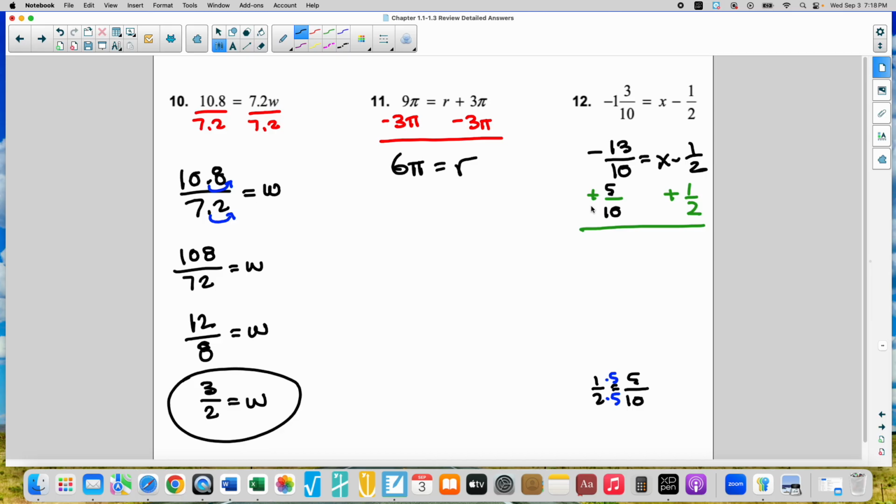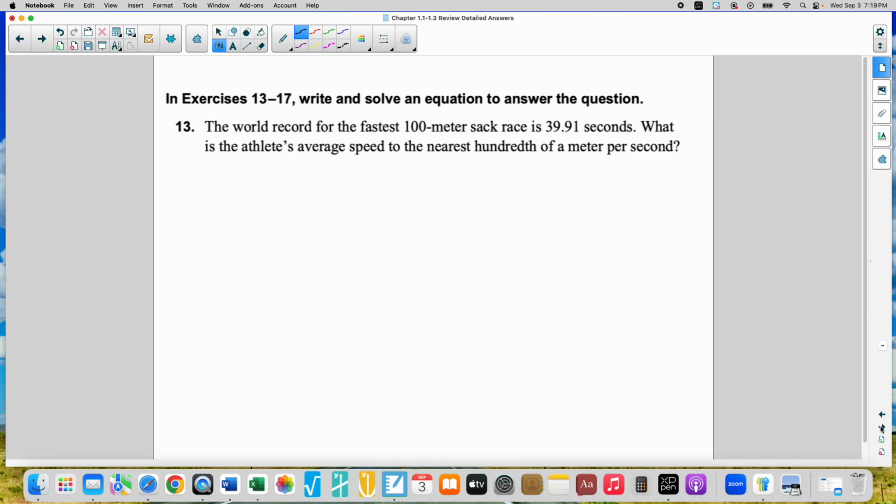Now we can combine these. This is positive 5/10. This is negative 13/10. 5 from 13 leaves us with 8/10 equals x. And I'm not done because I have to simplify. Make sure, and negative. I almost made a mistake. This is a negative. I have more negative, negative 13, positive 5. So my answer is actually negative 8/10. And I'm going to simplify that. I'm going to simplify it to negative 4/5 by reducing it by 2 over 2. And negative 4/5 equals x.